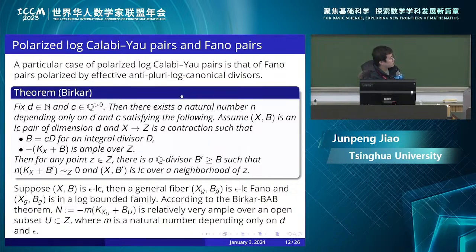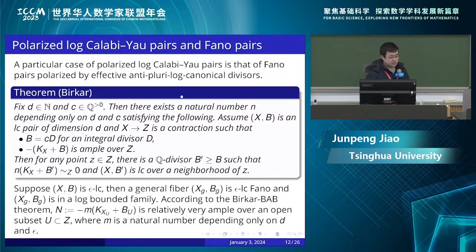This b prime is usually called the n-complement. Roughly speaking, it says that given a Fano contraction, we can always add a boundary to make it a log Calabi-Yau fibration. In particular, we can assume the coefficient of this new boundary b prime to be in a finite set.